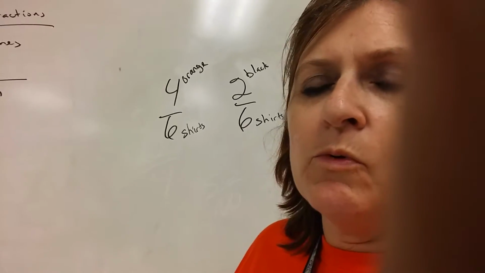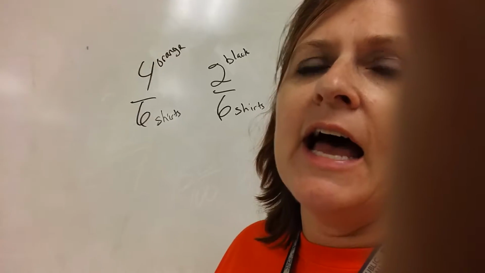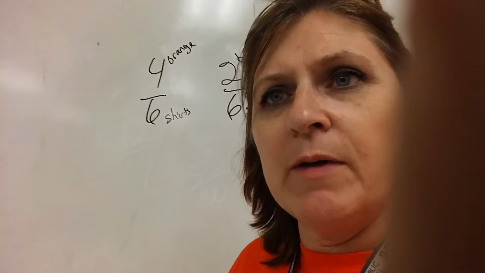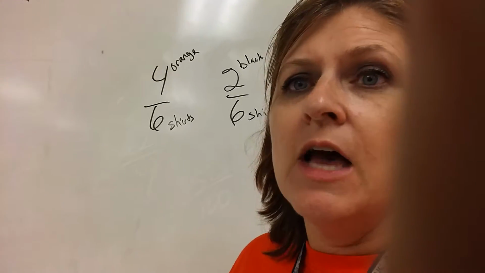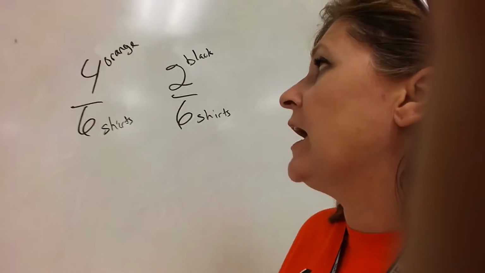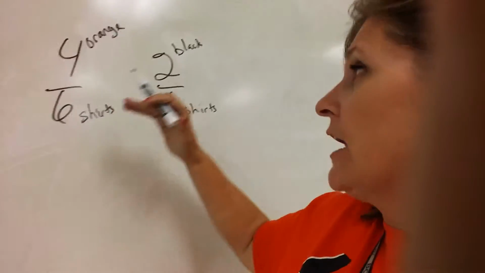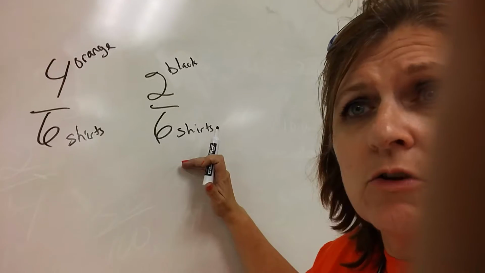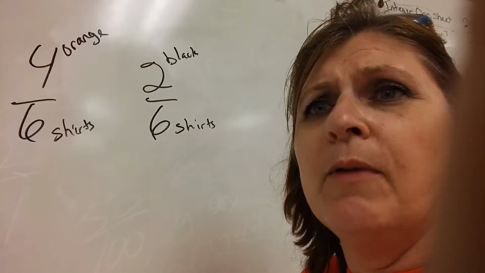So I have here on the board some rates that I've written down for a problem. Let's just say I had a problem that said I had 6 kids in my room that were getting ready for the pep rally. 4 of them were in orange shirts and 2 of them were in black shirts. I could compare these kids a lot of different ways. I could say that I had 4 orange shirts to 6 total shirts. I could say I have 2 black shirts to 6 total shirts. I could also say I have 4 orange shirts to 2 black shirts.